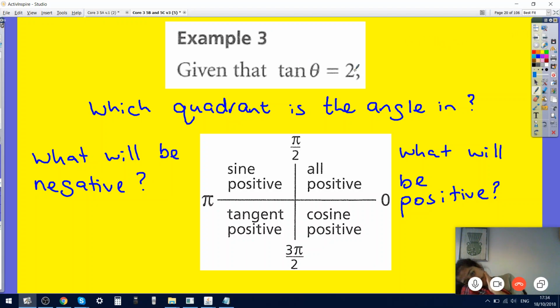Okay, tan theta equals 2. What quadrant is the angle in? Any idea what this is about? Which quadrant is tan theta equals 2? This is your cast diagram that you mentioned before. I thought you said it at the start.